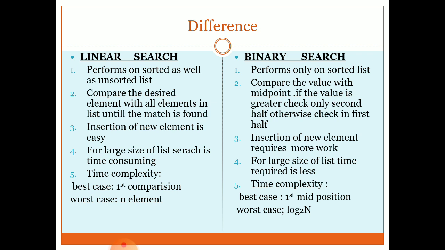Now if I want to add any new element, insertion of that new element is quite easy in the linear search, because I can add it at any position or anywhere. But in the binary search, it is not exactly difficult, but it requires some more work, because whenever I want to add a new element in the list, I have to check at what position that element can be inserted.